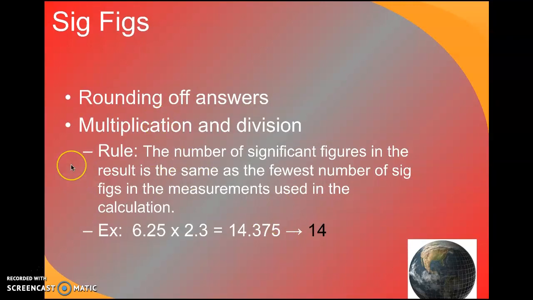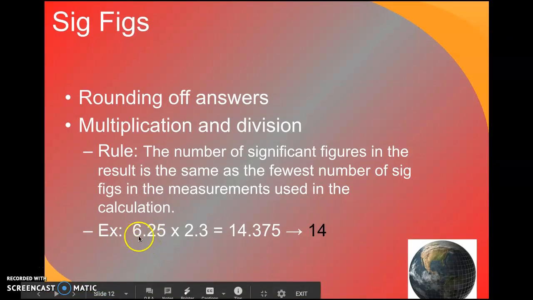The next rule is for multiplication and division, and the rule is a little bit different. So the number of significant figures in the result is the same as the fewest number of sig figs in the measurement used in the calculation. So this doesn't go by the decimal place, it goes by the number of sig figs. So for this one example, we have 6.25 times 2.3. And when we plug that into your calculator, you get 14.375.